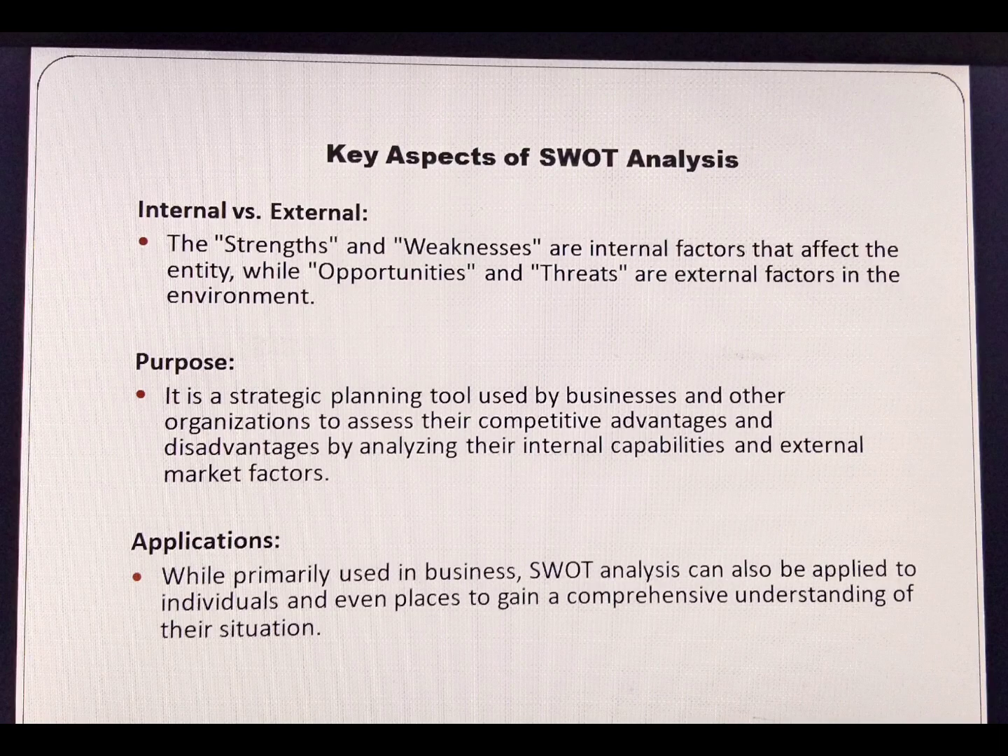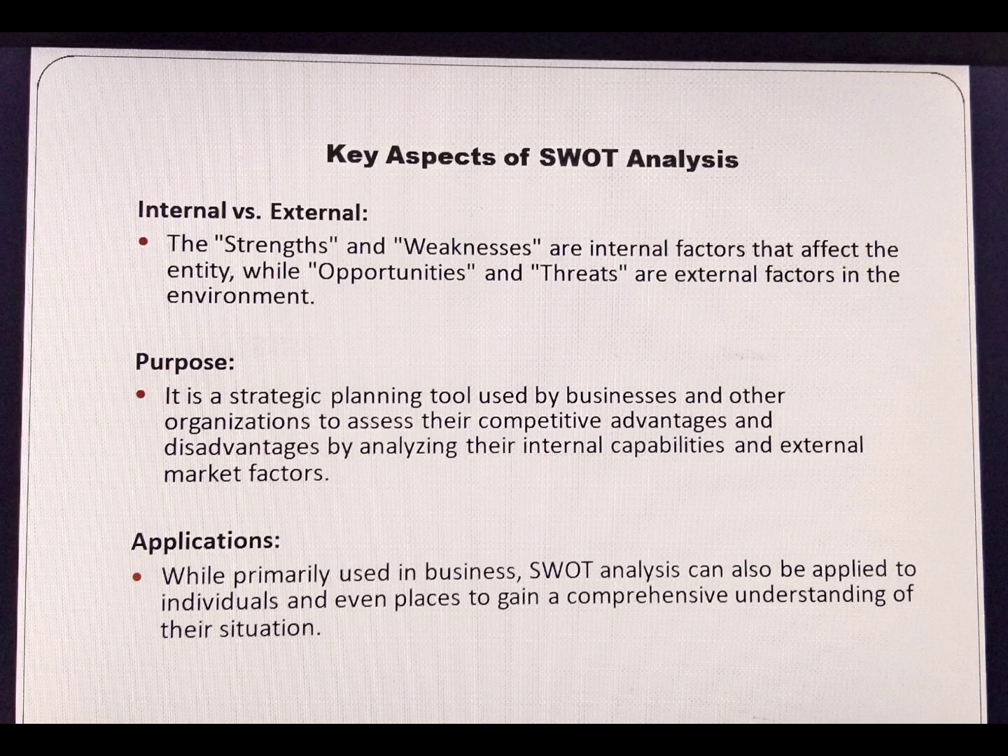The four elements of a SWOT analysis: strength, weakness, opportunity, and threat. Strength: internal positive factors that give an organization an advantage over competitors. Examples include strong brand reputation, unique technology, or efficient internal processes. Weakness: internal negative factors that put an organization at a disadvantage. These could be limited resources, outdated technology, a weak brand, or poor management.